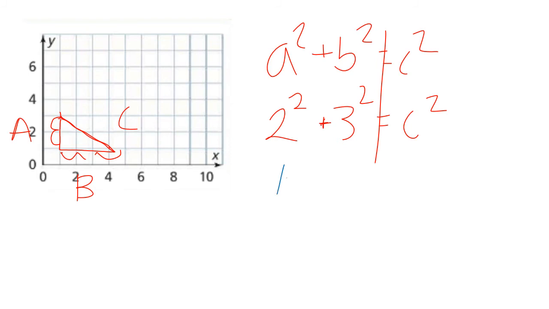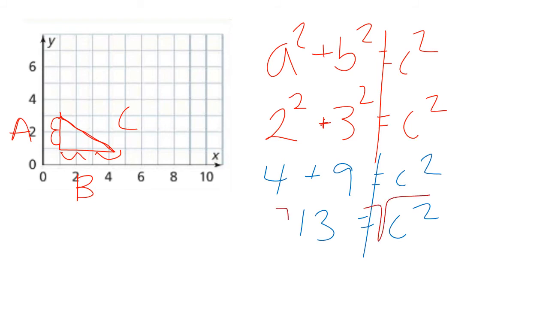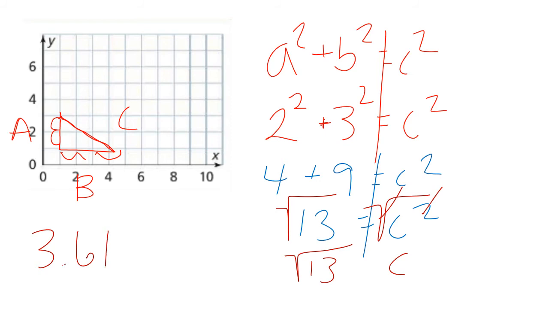2 squared is 4 plus 3 squared is 9 equals C squared. And 4 plus 9 is 13 equals C squared. And we know that if we want to get C alone, we have to do the opposite operation of squared, which is take the square root. So we'll do that here. Take the square root, and so C is the square root of 13. And if you put that into your calculator, you'll see that it's roughly 3.61. 3.61 is the length of C.